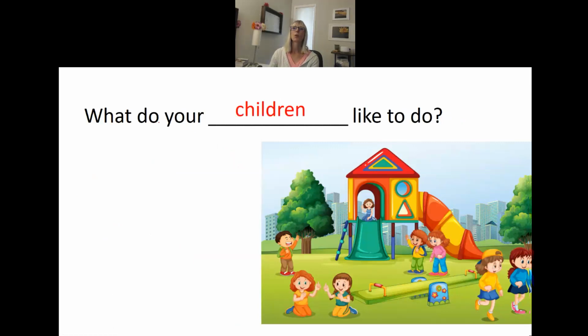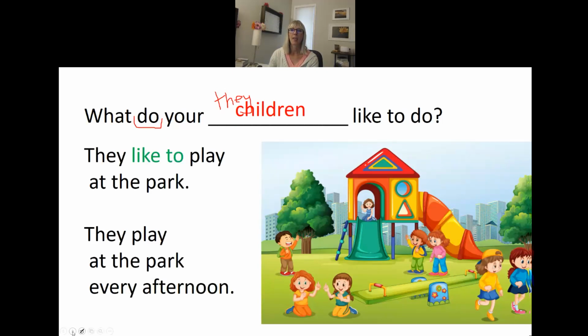What do your children like to do? Do. Children is plural. I can also say they. What do they like to do? They like to play at the park. They play at the park every afternoon. They, no S. They like to play at the park.